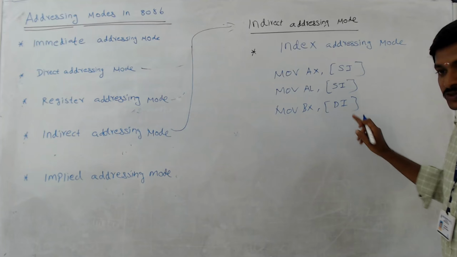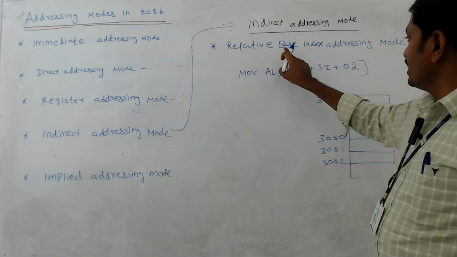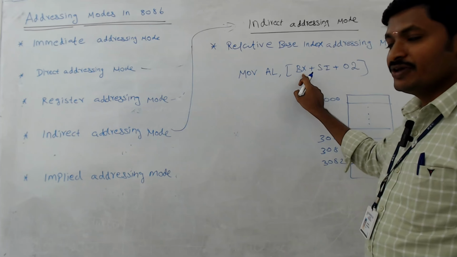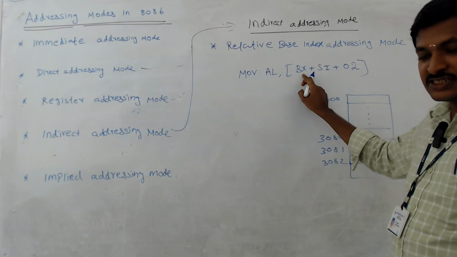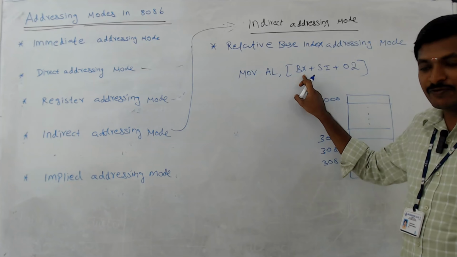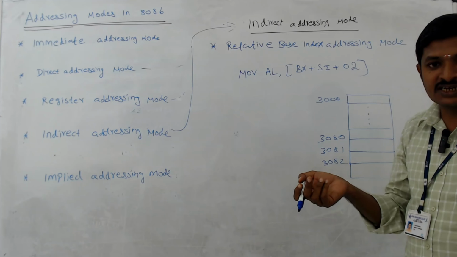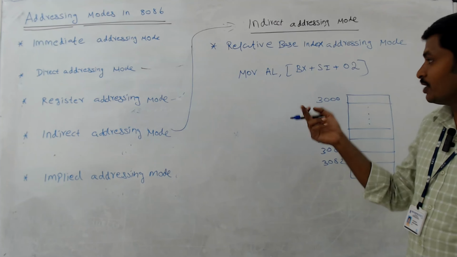Index addressing modes. The next one is the relative based index addressing mode. Here the base address may be BX or BP. In case you are going to access the data memory, we will use BX. In case you are going to access the stack memory, we will use BP, that means base pointer.